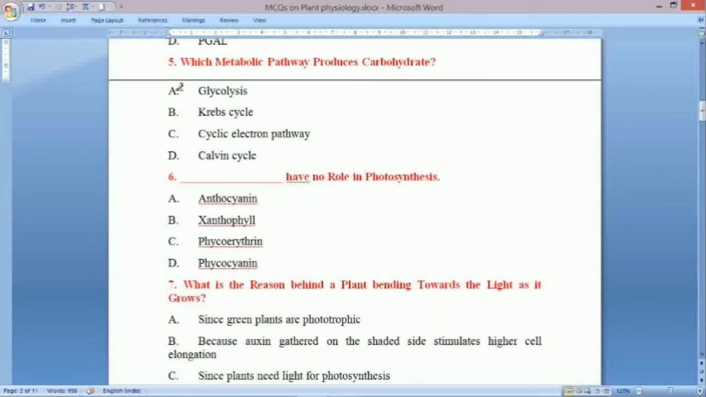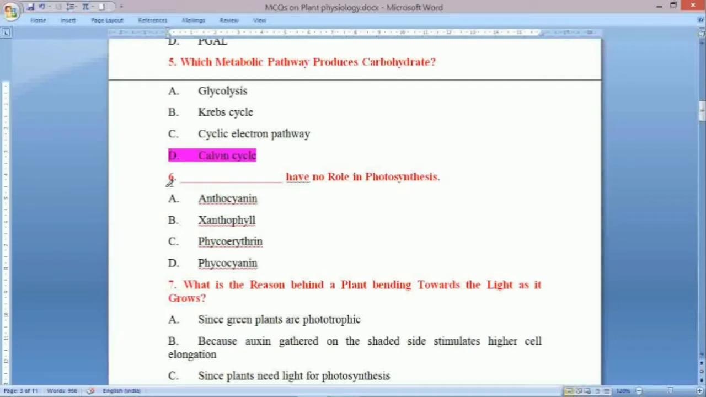Next question, question number 5. Which metabolic pathway produces carbohydrate? Option A, Glycolysis, B, Krebs cycle, C, Cyclic electron pathway, and D, Calvin cycle. And here the right answer is option D, Calvin cycle.